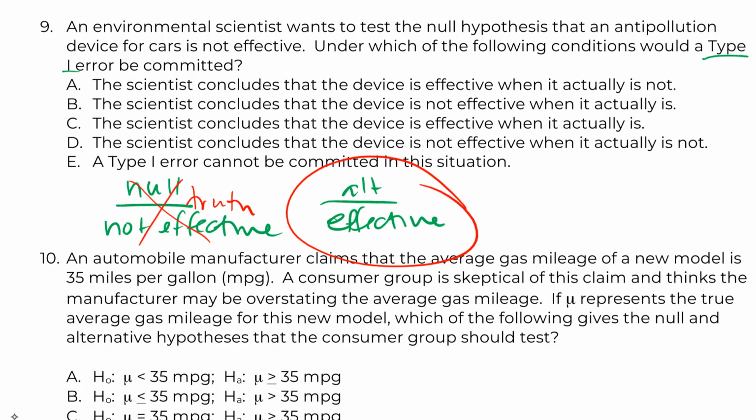Again, the smartest thing to do on this question, so you don't get distracted by other answer choices, is get rid of the correct decisions. So concluding it is effective when it is effective, and not effective when it's not, get rid of those. Then you're left with something where it's harder to make a mistake, and our answer choice is A. So there's our type 1 error in context.